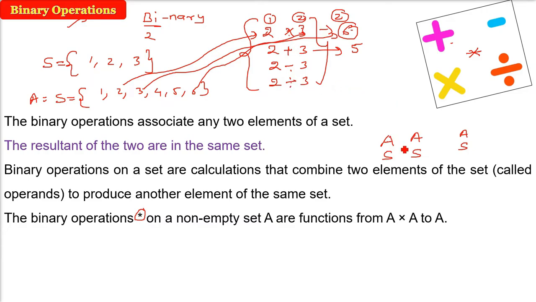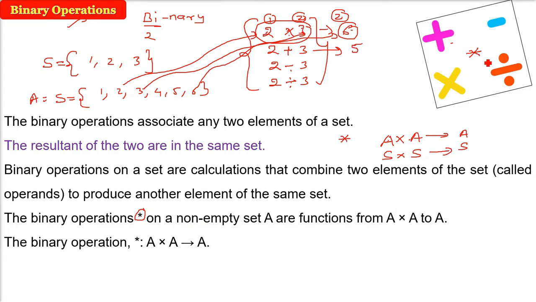So the first value is coming from this set A, for example, here 2 is coming from A. The second value is coming from A, so how much is the Cartesian product? A cross A. Then this is called the domain. Then the final resultant value is coming again from A, which is called the codomain. And this star is what? It is all the operations, we just called it one symbol, star. So one value, second value coming from the same set, the result is also coming from the same set.